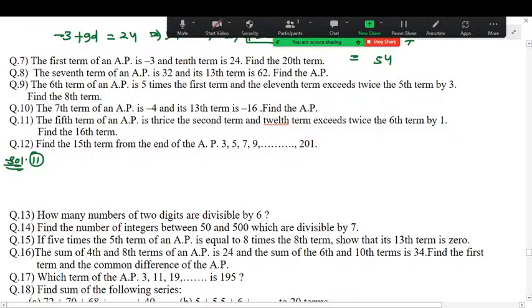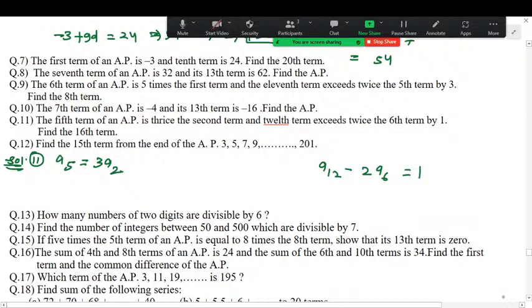The 5th term of AP is thrice the second term. This is the condition mentioned here. And the 12th term exceeds twice the 6th term by 1. Okay, one more condition is there. These two conditions are given.